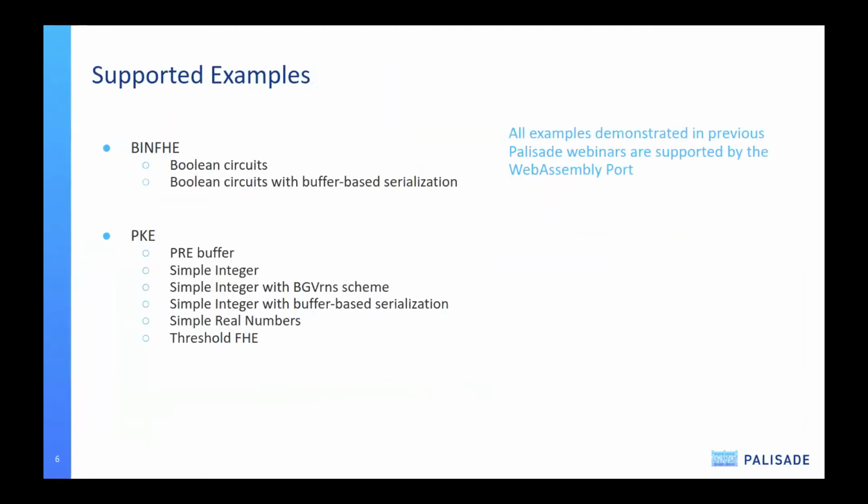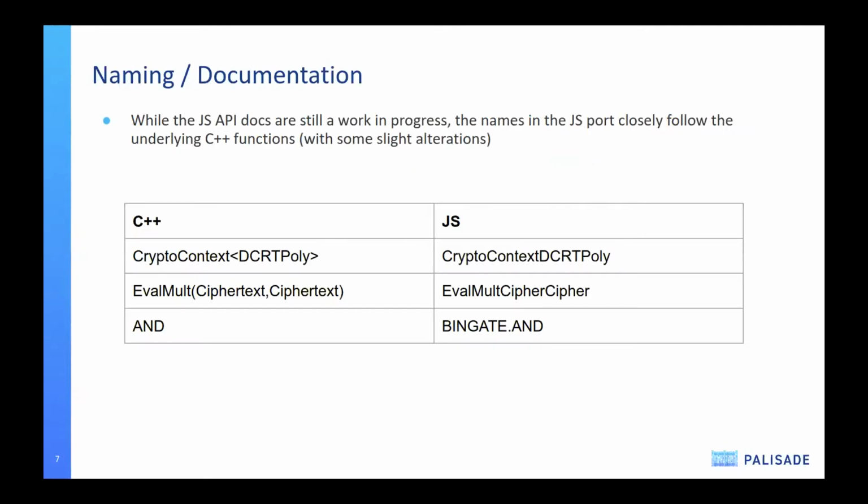So all of the examples shown in the previous PALISADE webinars are supported by the WebAssembly port. That includes the Boolean circuit example, including serialization, and all of the integer examples with serialization on that side too. Real numbers, threshold fully homomorphic encryption, and a proxy re-encryption example. And of course, all of the structures used in the proxy re-encryption can also be serialized, which enables a lot of networked applications.